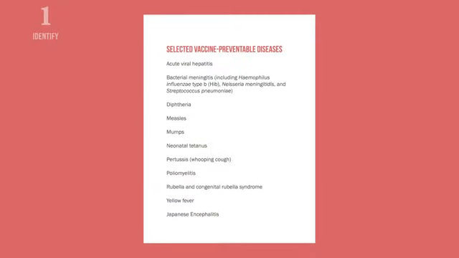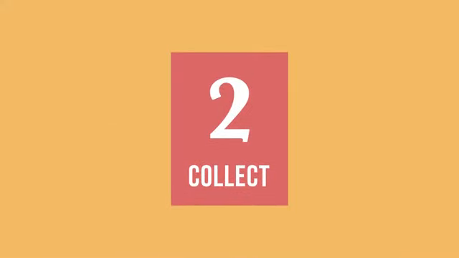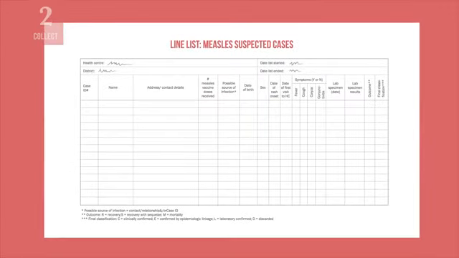To identify a reportable case, refer to the standard case definition of the vaccine preventable disease provided by your national authorities. Then, collect information about each case using the line list. The format of the line list may vary by disease and disease control activity requirements.